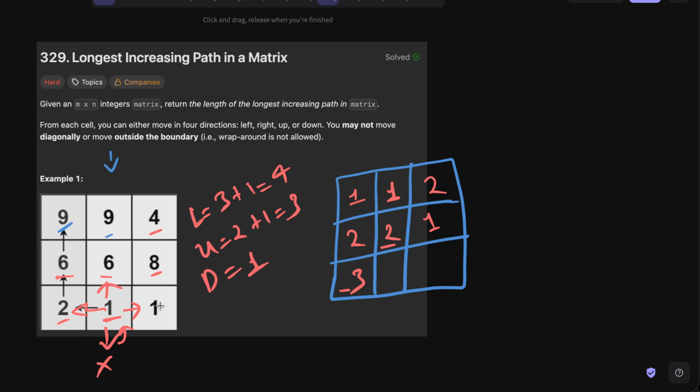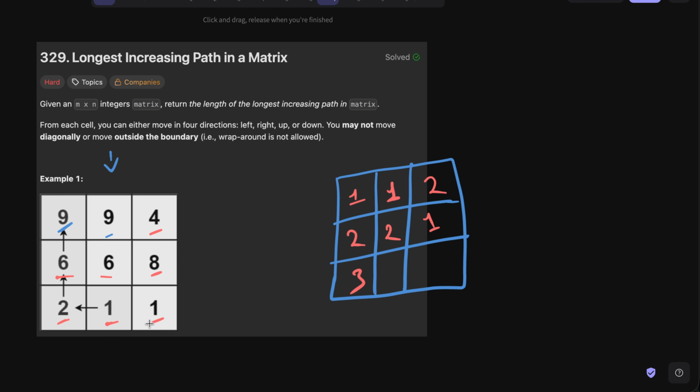Now if I try to go right, it is same, so I cannot do that. So I will go back to the 1 with a length of 1. So the right candidate is also the length 1. So it means the maximum here is 4. So I will end up storing 4 right here. Now the only remaining element is this one.